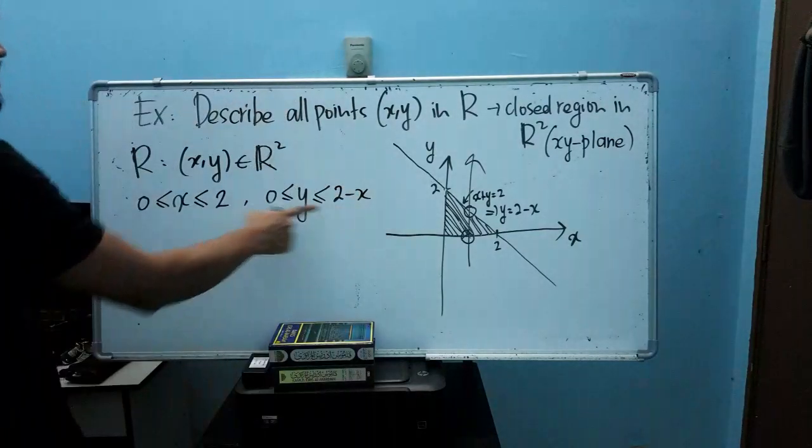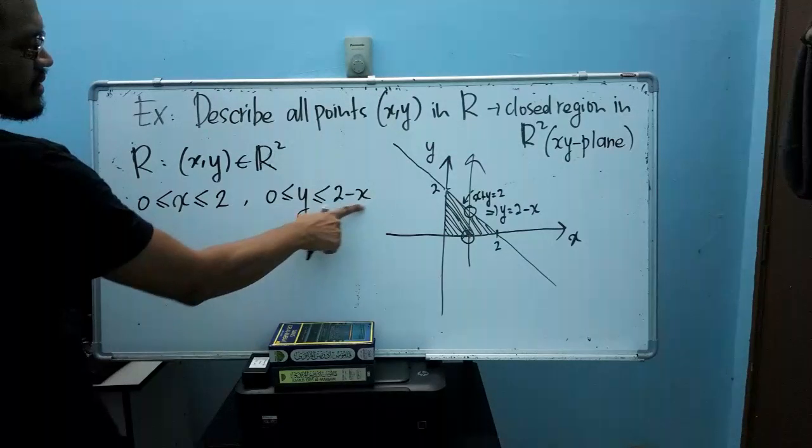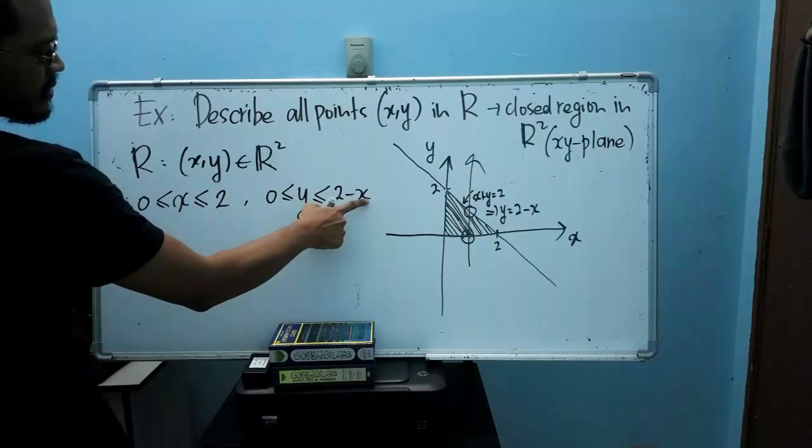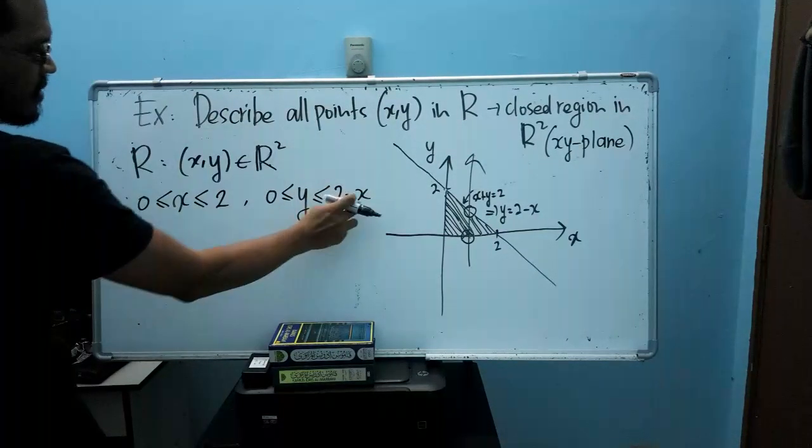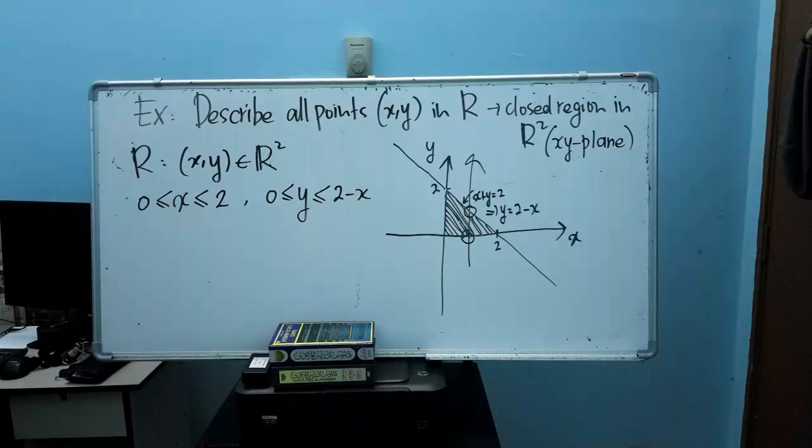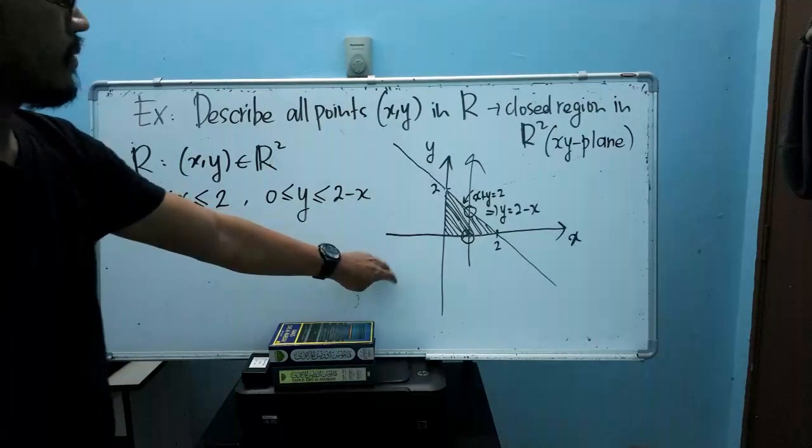Of course, this function here needs to depend on x. So this is the first answer: how I can describe all points in R for the first example.